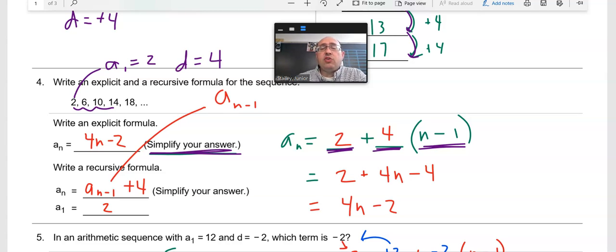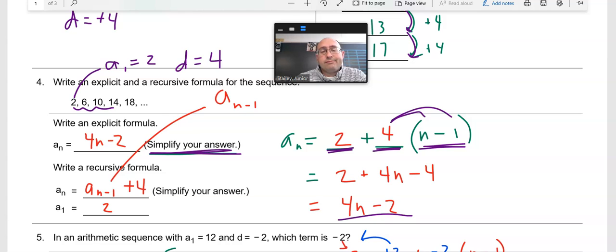Now, if I were having you write this answer in class, I'd let you stop there. I don't really feel like there's a need to make you distribute the 4 and add like terms, but Math Excel does. So they will have you distribute the 4 and then add like terms. They want it to be all the way down to 4n minus 2.